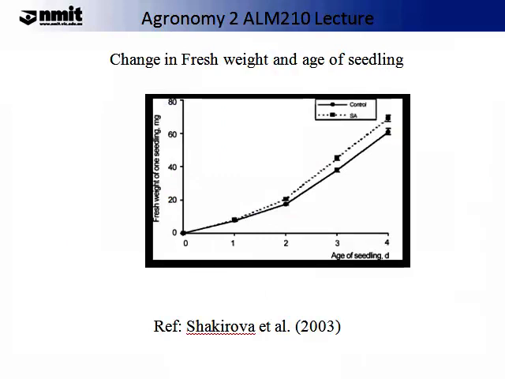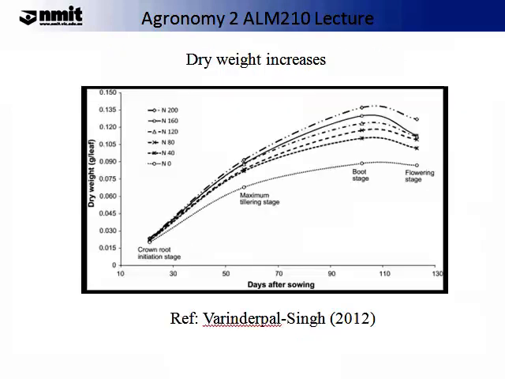The figure on the slide illustrates the change in fresh wheat weight and age of a wheat seedling. You will observe that as the age of the seedling increases between 0 and 4 days, so does the fresh weight increase. Not only fresh weights of plants increase over time, but so does dry weights. The illustration on the slide demonstrates the increase of dry weight accumulation in wheat leaves from germination to 115 days after sowing.